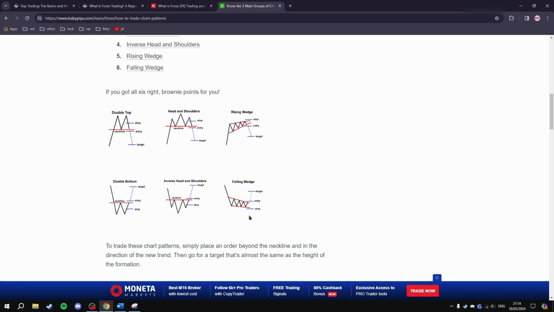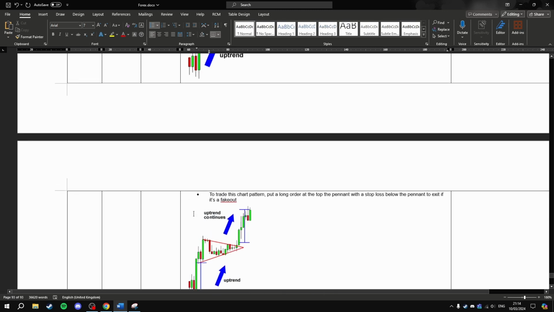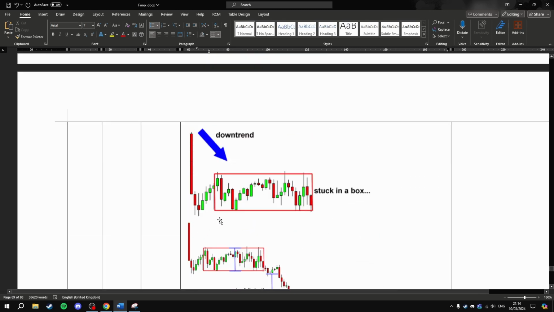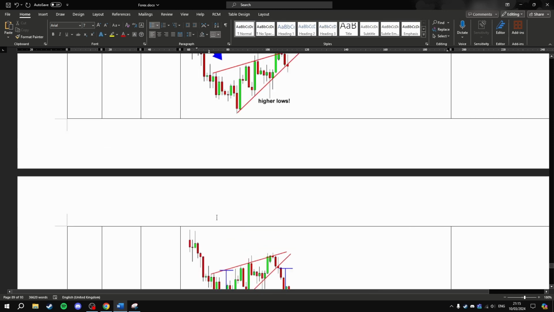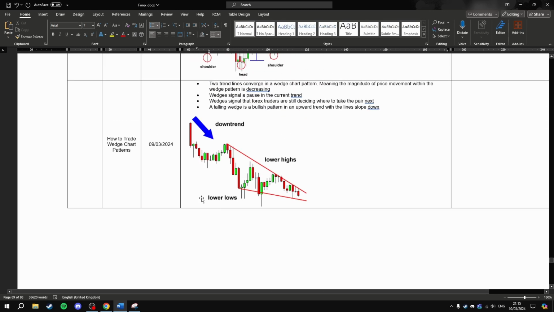With the falling wedge, you know it's going to shoot upwards, so place your entry order above the top line. What do they call it actually? I forgot what the line is called, the wedge. Pennants. This is the rectangles. This is the wedge, right? Yep, wedge.